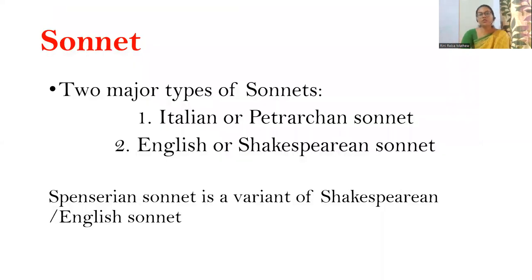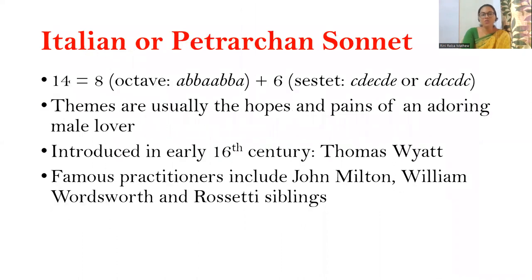There are basically two major types of sonnets: the Italian or Petrarchan sonnet, and the English or Shakespearean sonnet. For the English sonnet, there is a variant, the Spenserian sonnet, which has a slightly different rhyme scheme. Because of that, it is named the Spenserian sonnet, and it was popularized by, as you all know, Edmund Spenser. From the name, it is pretty clear.